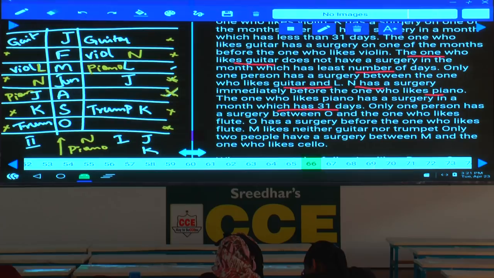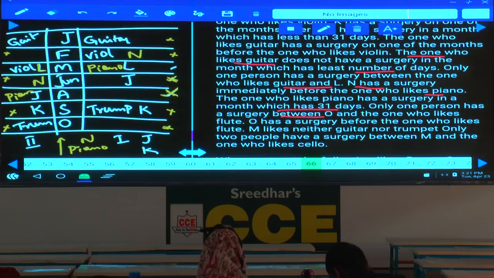Then only one person has a surgery between O and the one who likes flute. Between O and the one who likes flute, there must be exactly one person. Now, if O is in the month of October, flute will be in the month of August. Or if O is in the month of August, flute will be in the month of October, August and October in any order. One person has a surgery between O and the one who likes flute. Hence, there are two different cases in this one.